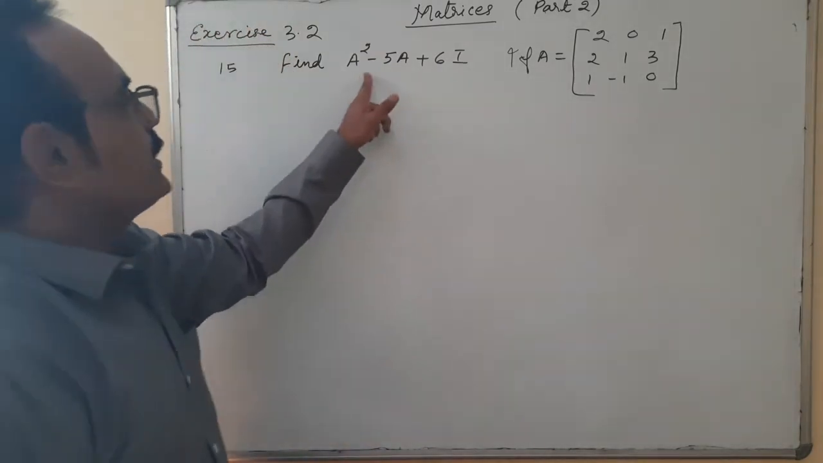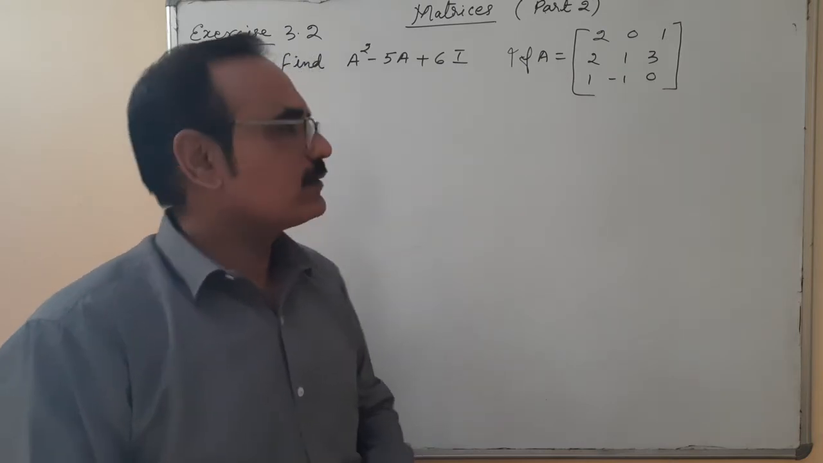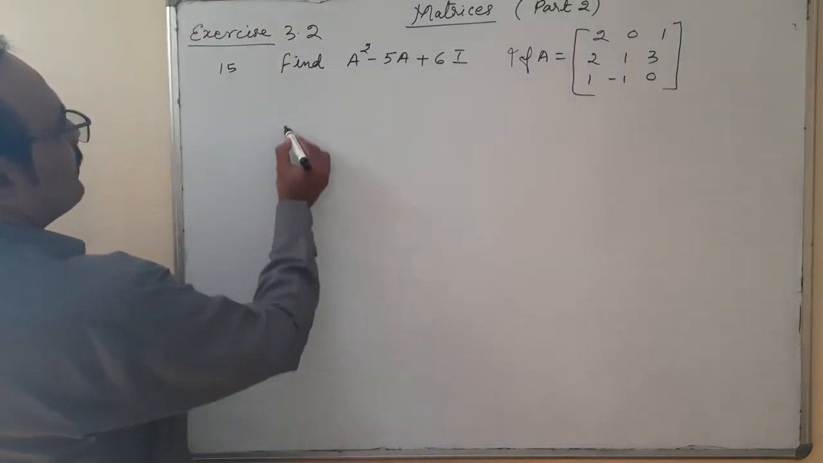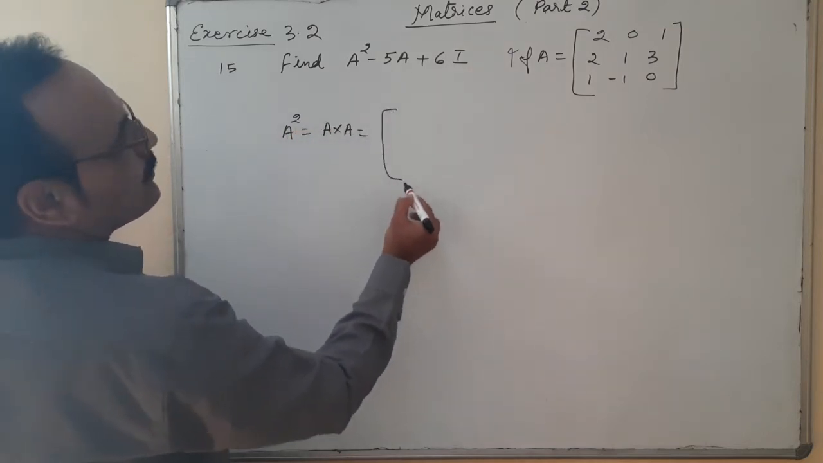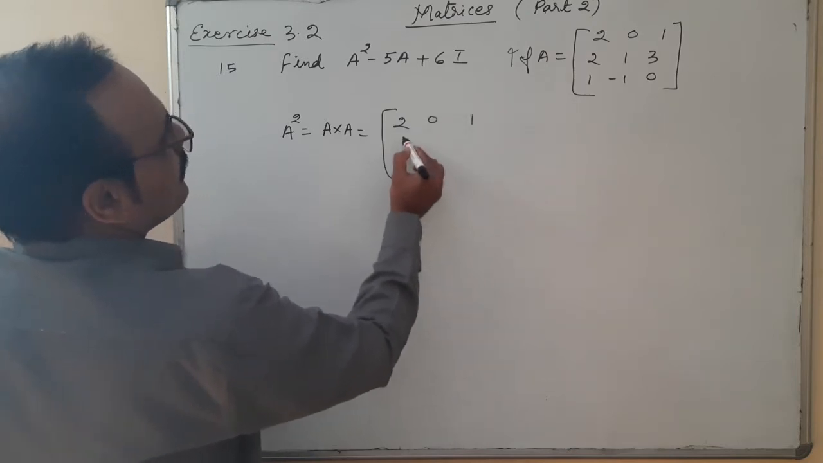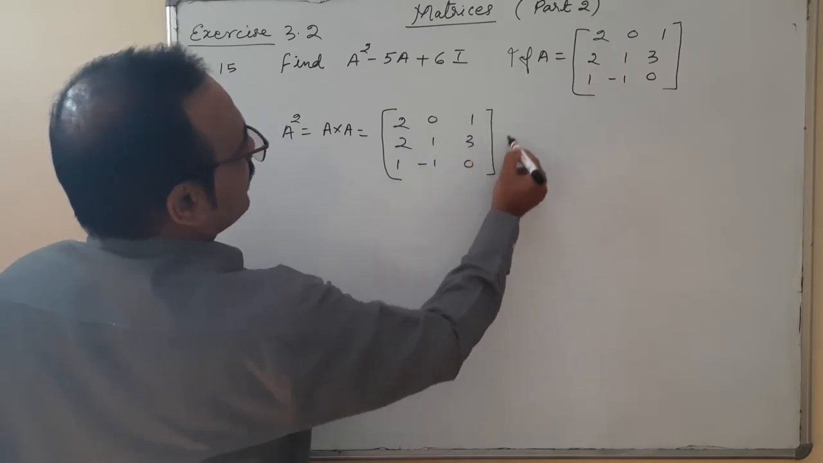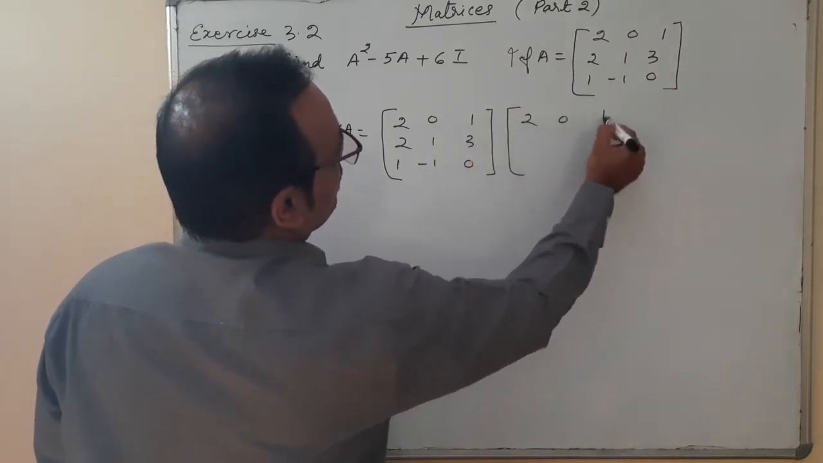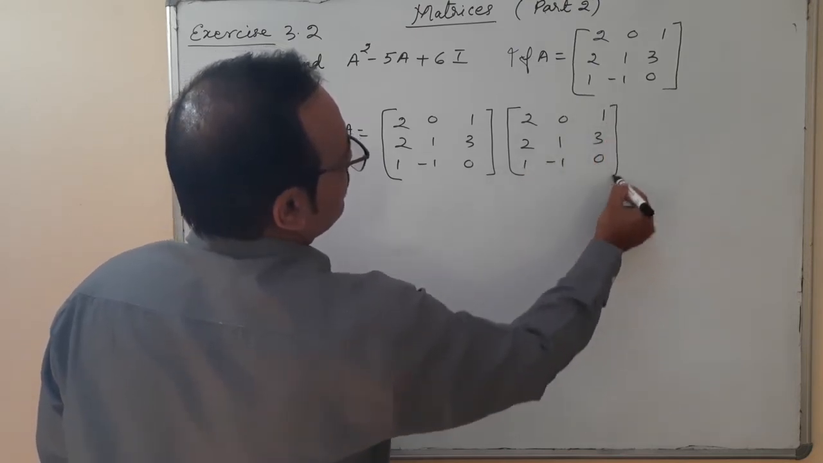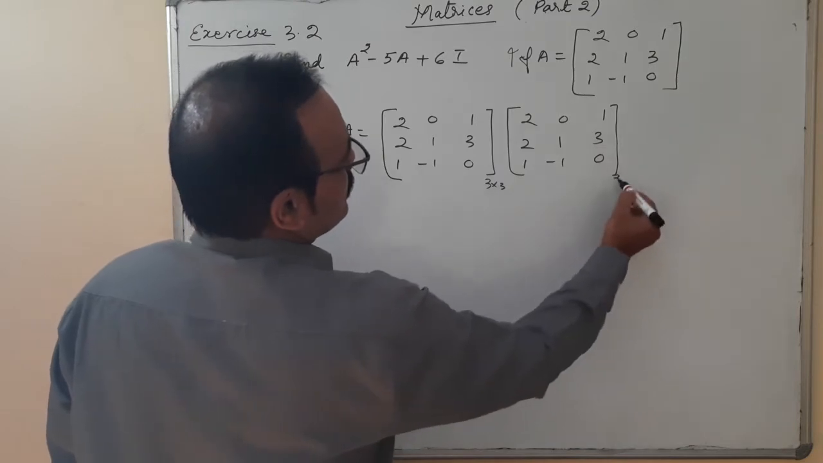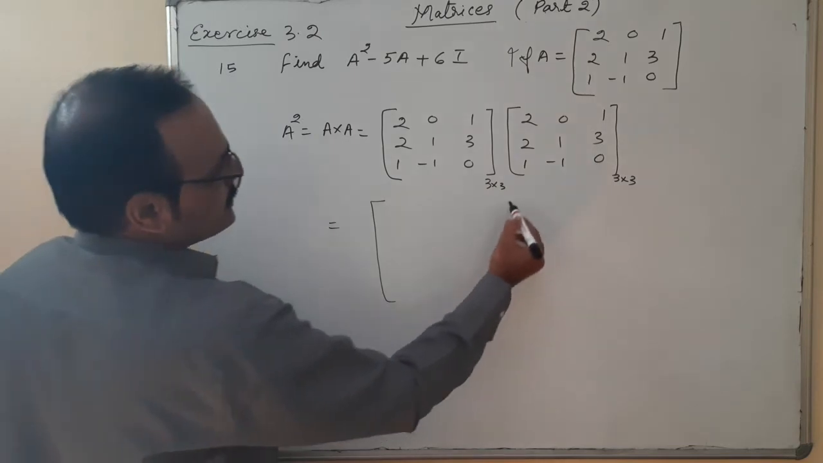So substituting the value in A squared minus 5A plus 6I, the value of A is given. First of all, we have to find the value of A squared. How to find A squared? A squared means A into A. The value of A is 2 0 1, 2 1 3, 1 minus 1 0, and again 2 0 1, 2 1 3, and 1 minus 1 0. It is 3 cross 3, and it is also 3 cross 3. They are the same, so we get the result in the form of 3 cross 3. Okay.